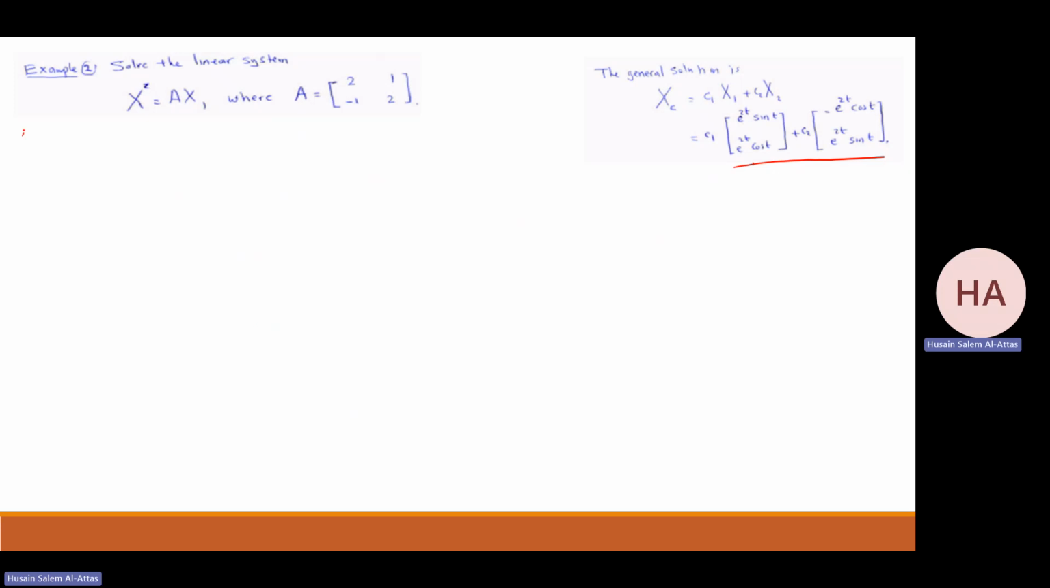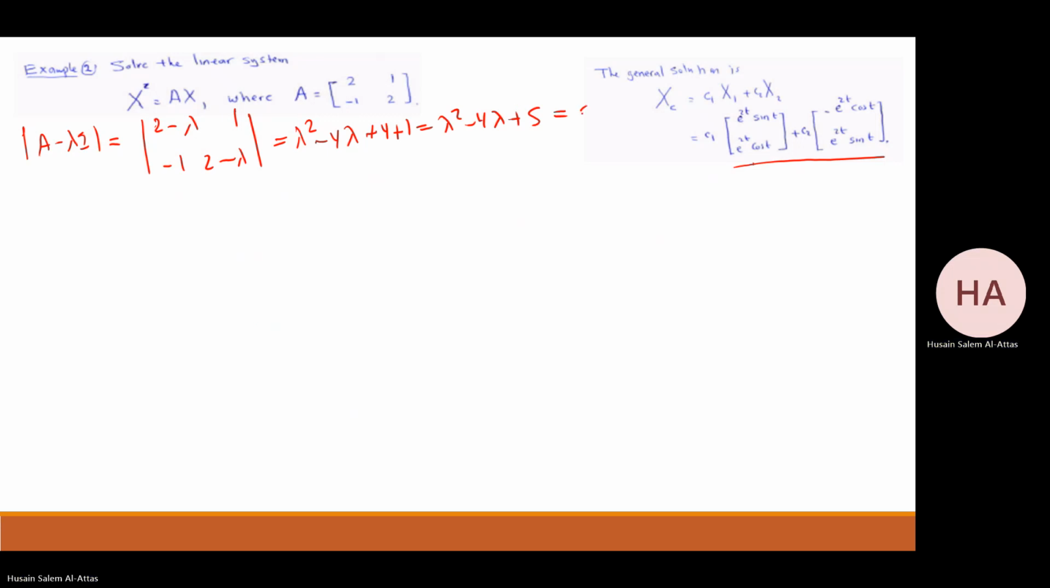Okay, so do A minus lambda I to find the eigenvalues. I have 2 minus lambda, 1, minus 1, 2 minus lambda. I have 2 minus lambda squared plus 1 equals 0. In other words, let me expand it: lambda squared minus 2 lambda minus 2 lambda, plus 4, plus 1, which is lambda squared minus 4 lambda plus 5 equals 0.